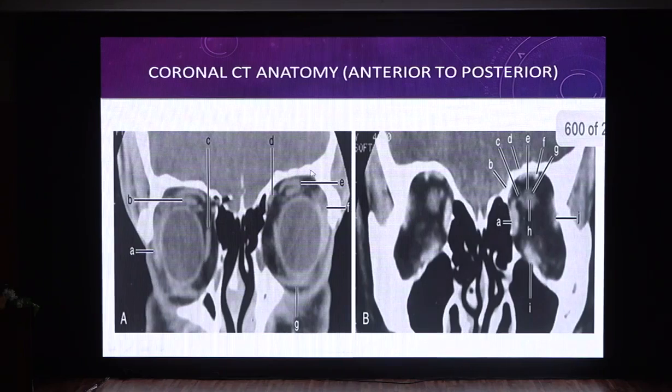Now we are coming to the coronal CT anatomy, anterior to posterior. So these are the sections at the level of the equator of the globe. In this, we can see the lateral rectus, the superior rectus, the medial rectus, the superior oblique. This is the levator palpebrae superioris, the lacrimal gland, and the inferior oblique muscle.